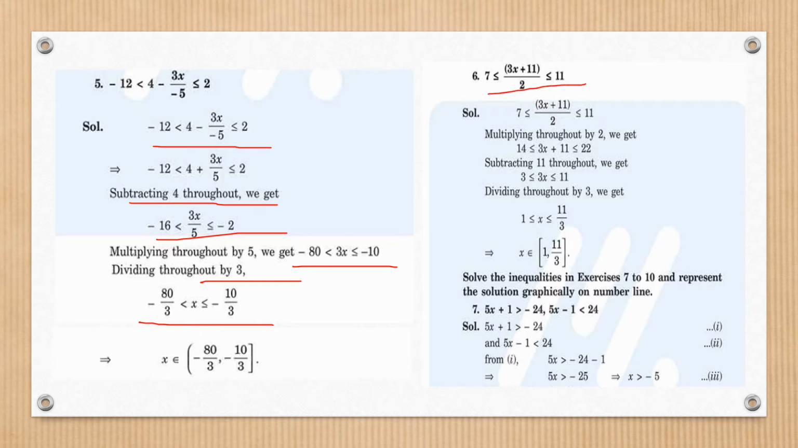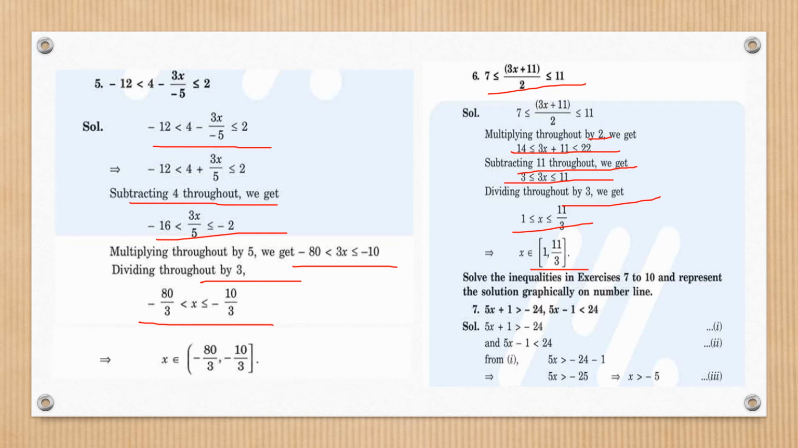Number 6 is this. So what will I do? I'll firstly multiply with 2 to get this equation, then subtract 11, then divide by 3. I'll get x lying between 1 and 11 by 3. So it is closed interval here, 1 and 11 by 3.